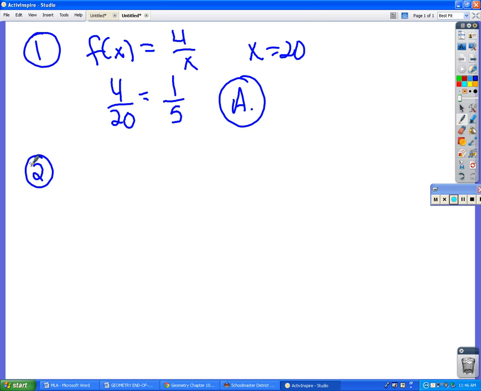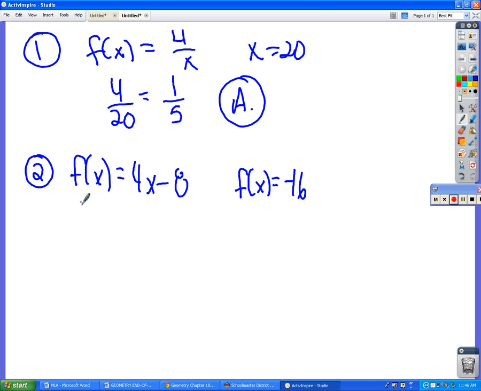Okay? Number 2 is the other way around. It says f of x equals 4x minus 8. For what value of x does f of x equal negative 16? So this time you're not going to take the negative 16 and plug it in for the x. You're going to take the negative 16 and plug it in for the f of x, and then solve for x. So negative 16 equals 4x minus 8. Add 8 to both sides.